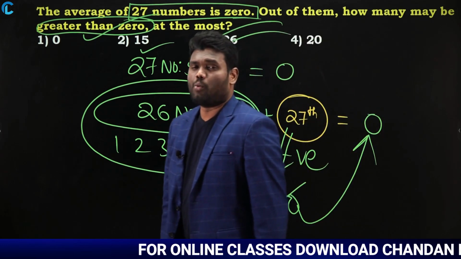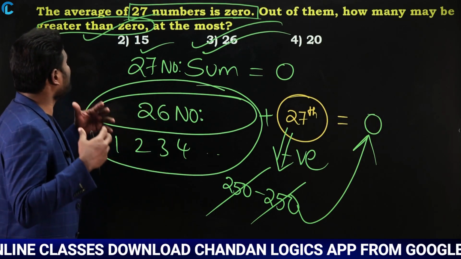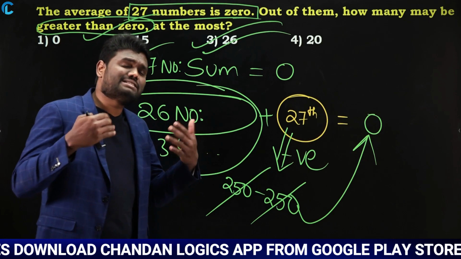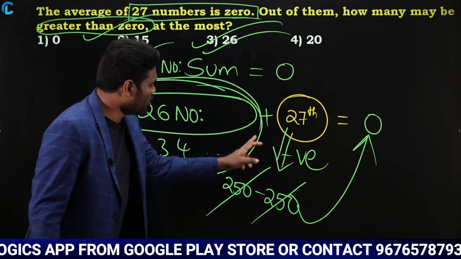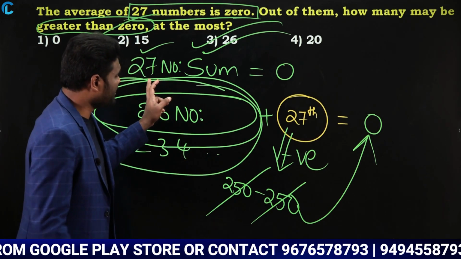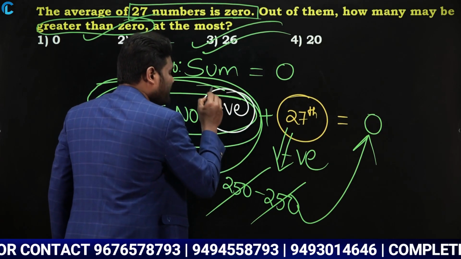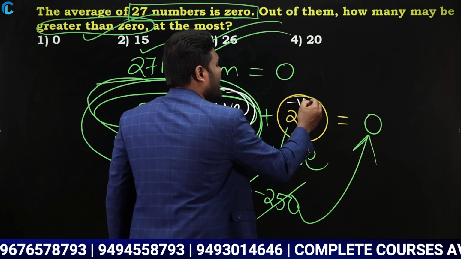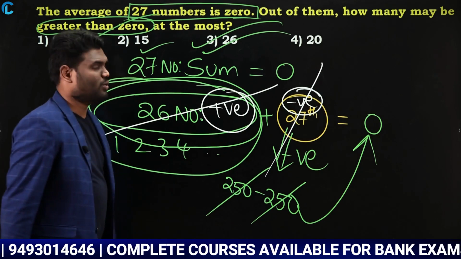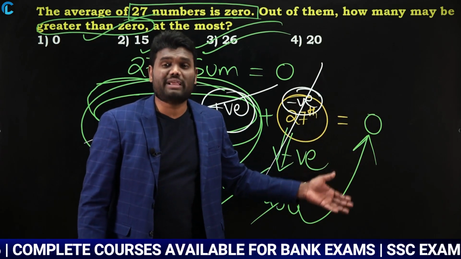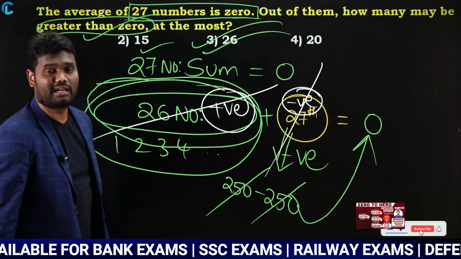Very simple question. Out of these 27 numbers, your question is how many numbers can be greater than 0? Now, 26 numbers can be greater than 0. If 26 numbers are greater than 0, when you add all these 26 numbers, you will get a positive value. Yes or no? To make the sum 0, I will make the last one a negative value. When I do that, the positive value gets cancelled with the negative value and the sum will be equal to 0. Which means 26 numbers can be greater than 0.